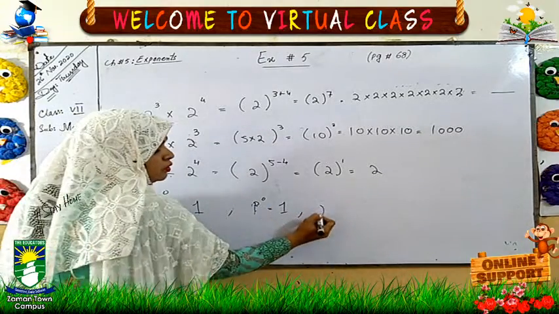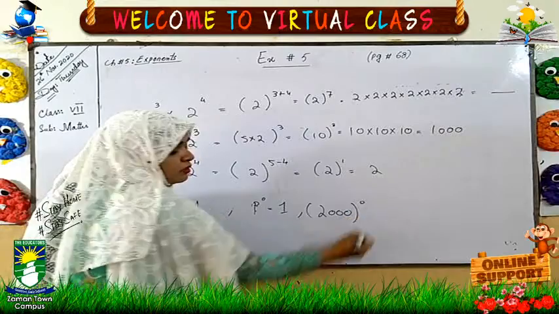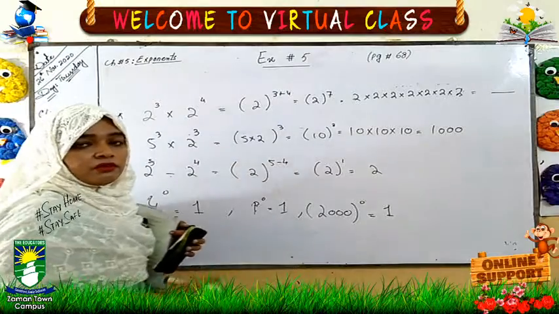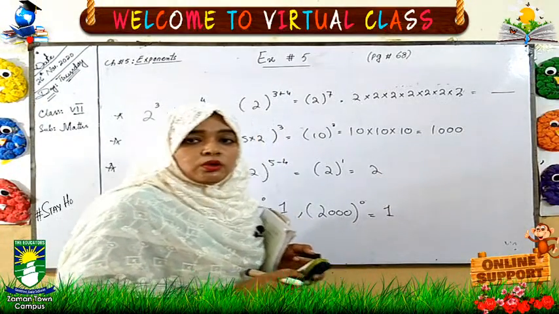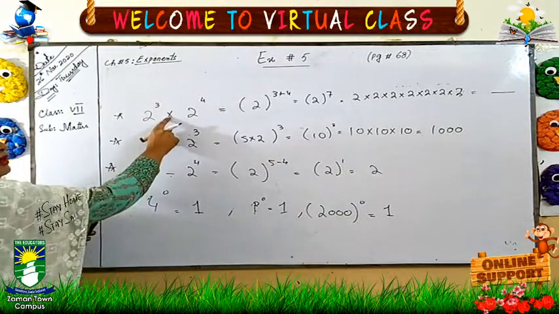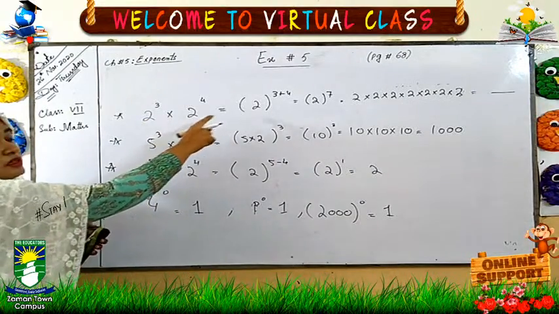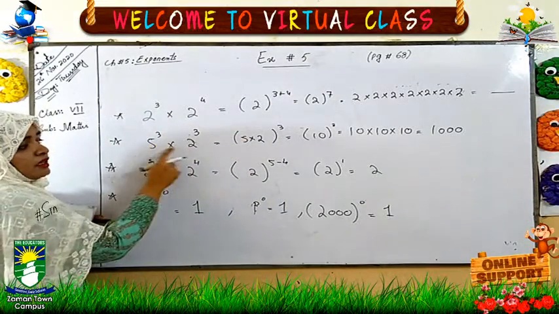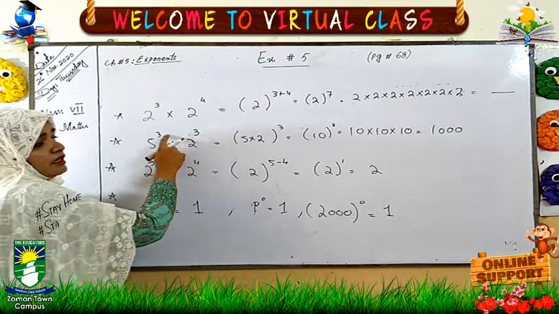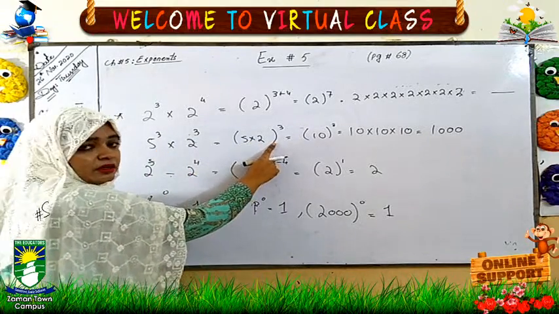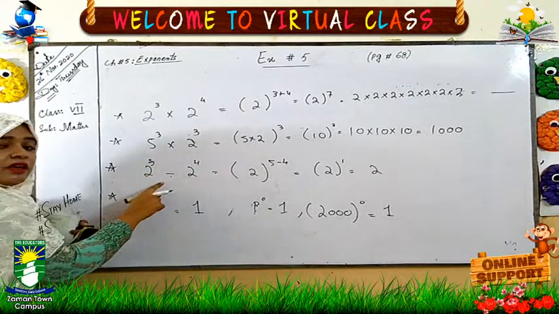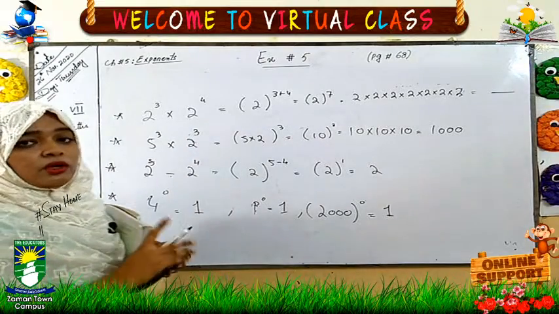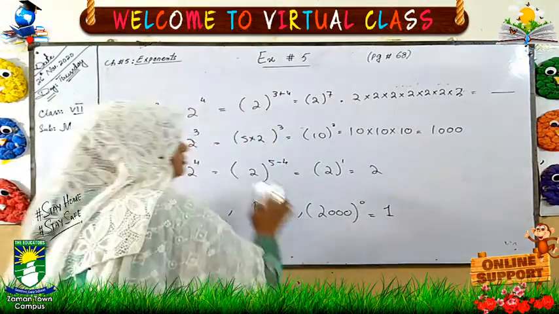If you have 2000 power 0, it is equal to 1. Every number which is raised to the power 0 will be equal to 1. Keep these key points in your mind. When we have the same bases with a sign of multiplication, we will add our powers. When we have the same powers and different bases, we will write that power outside the bracket and then solve our value. When we have the same bases with a sign of division, we will subtract our powers, and whenever we have a power 0, it is equal to 1.